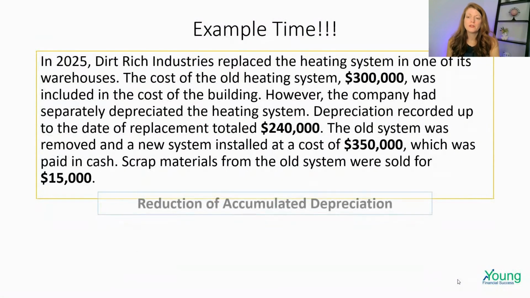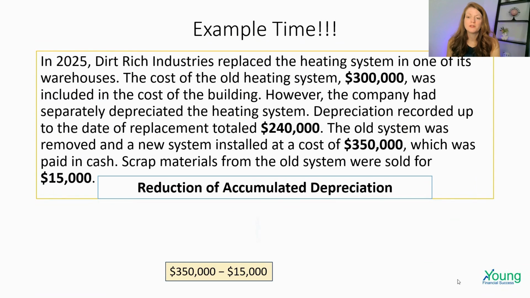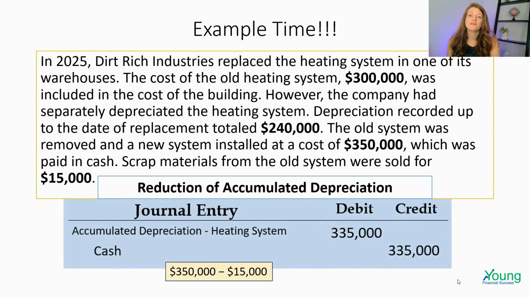Then if we were doing the third method, the reduction of accumulated depreciation, we would take that difference and we would simply show it decreasing the accumulated depreciation. Remember, that's a contra asset, so it has a normal credit balance. We would decrease it by the 350 for the new asset minus the 15,000 of scrap, the money that we got, and we would show cash leaving for that difference. And so we're just decreasing the actual accumulated depreciation in this situation.